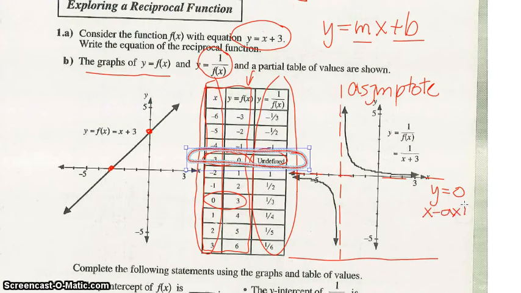Now, what is the equation for the vertical asymptote? If the horizontal asymptote is y equals a number, a vertical asymptote will be x equals a number. x equals what number? x equals -3. Basically, it's your x-intercept, because the y value was 0, and now when you take the reciprocal, it becomes undefined. So it's an asymptote.